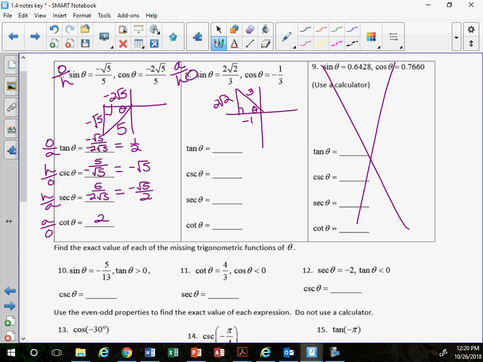Everybody okay with the picture? Hypotenuse 3, x is -1, y is 2 root 2. Sine is opposite over hypotenuse. So go from your angle, opposite over hypotenuse. What? Say that again. I didn't hear what you said.